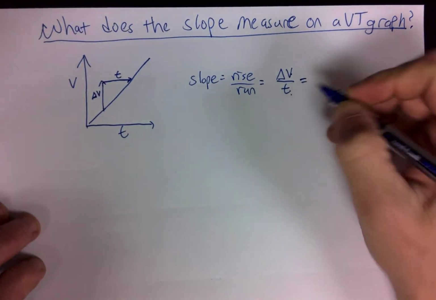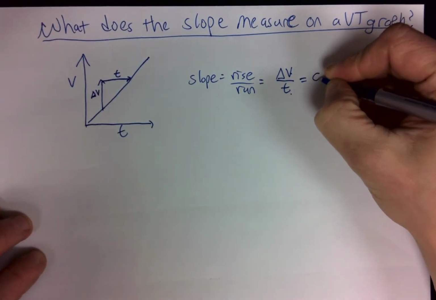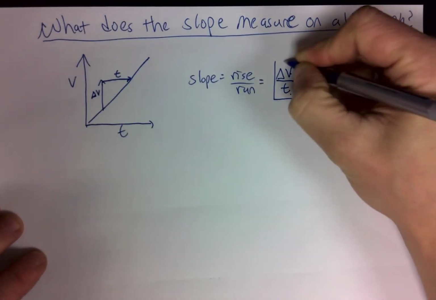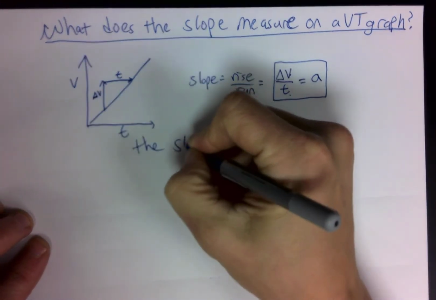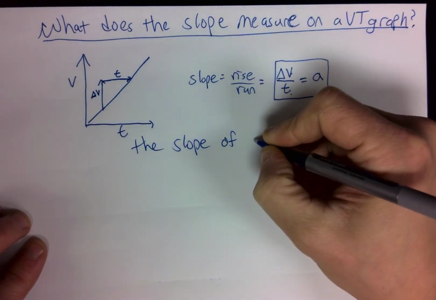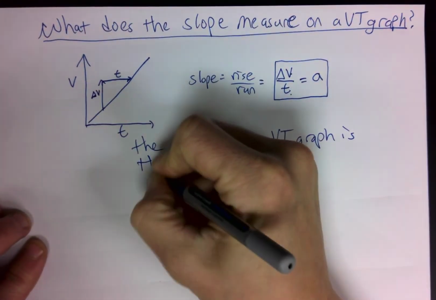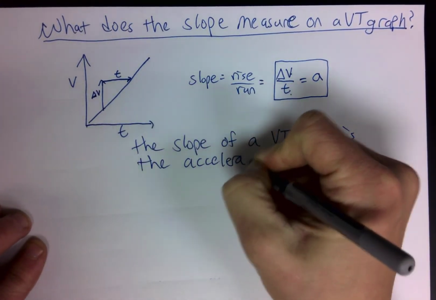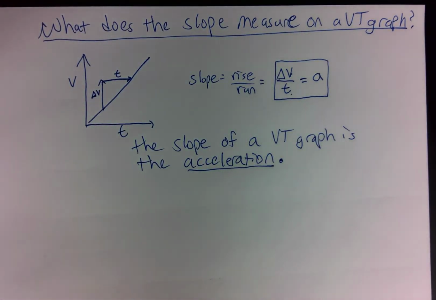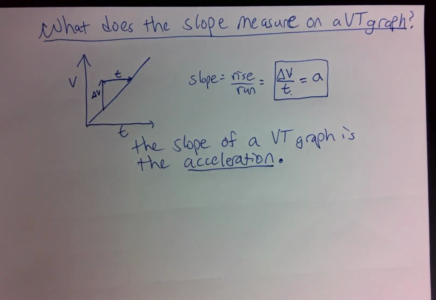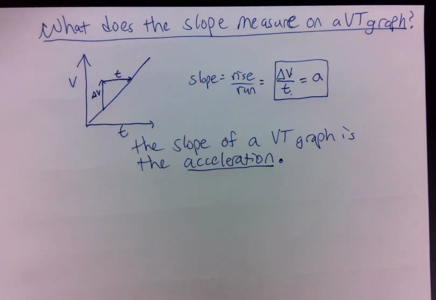What does delta V over t give you? When you divide delta V by t, that's a change in velocity in an amount of time. That calculates the acceleration, a. So the slope, or the rise over run of a VT graph, is the acceleration. Now, this is for a VT graph. The slope gets us acceleration. For a distance time graph, the slope got us velocity. Don't confuse the two, okay?